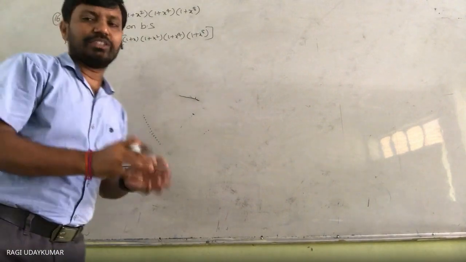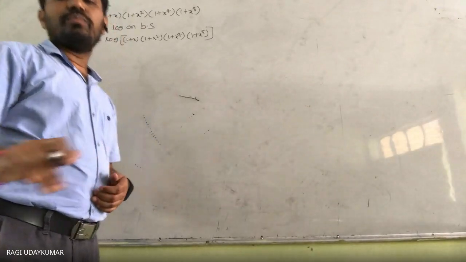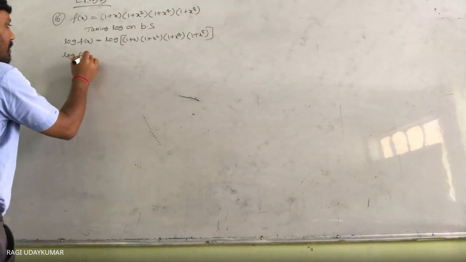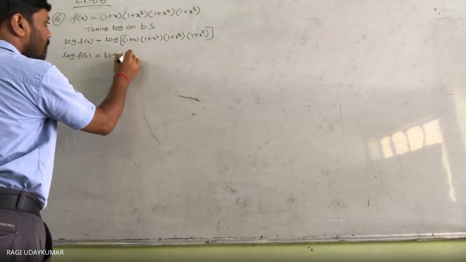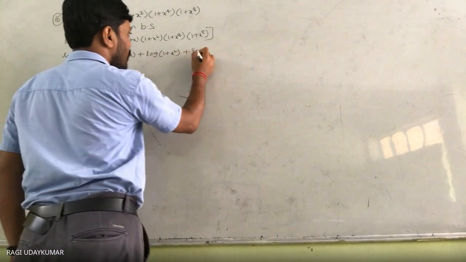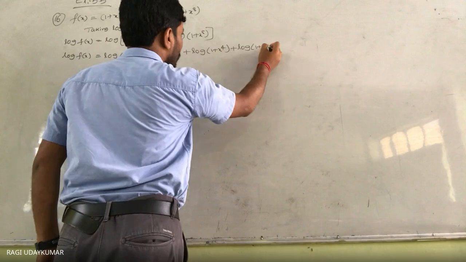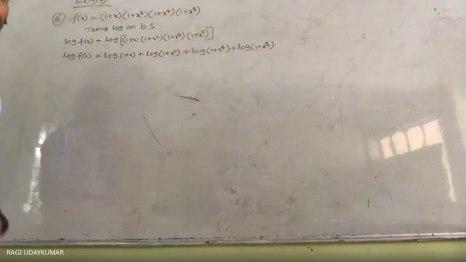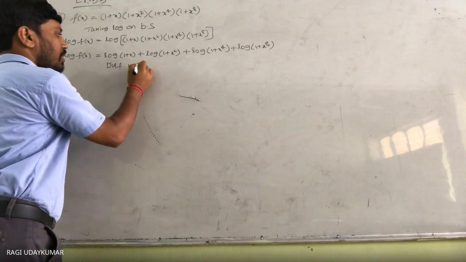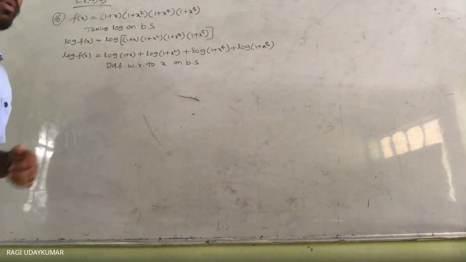Log of some functions product, whenever you are having log ab is equals to log a plus log b. So based on that concept, whenever you apply that, log f of x we are going to get it as log 1 plus x plus log 1 plus x square plus log 1 plus x to the power of 4 plus log 1 plus x to the power of 8. So now differentiating with respect to x on both sides.